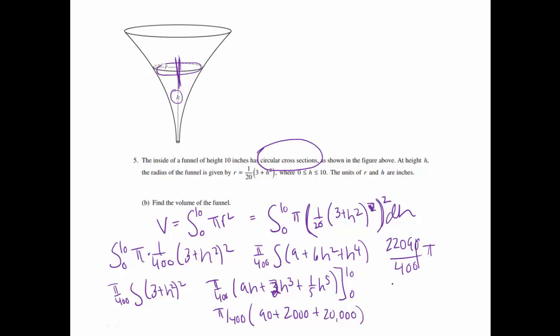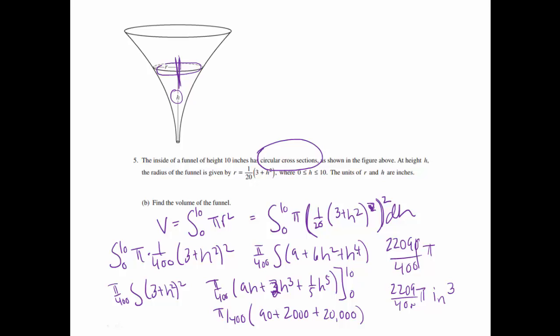I can drop a 0, so I'm going to get 2,209 over 40 pi, and it said to find the volume, and we're dealing with inches, so this will be inches cubed. So that would be my volume, 2,209 over 40 pi inches cubed.